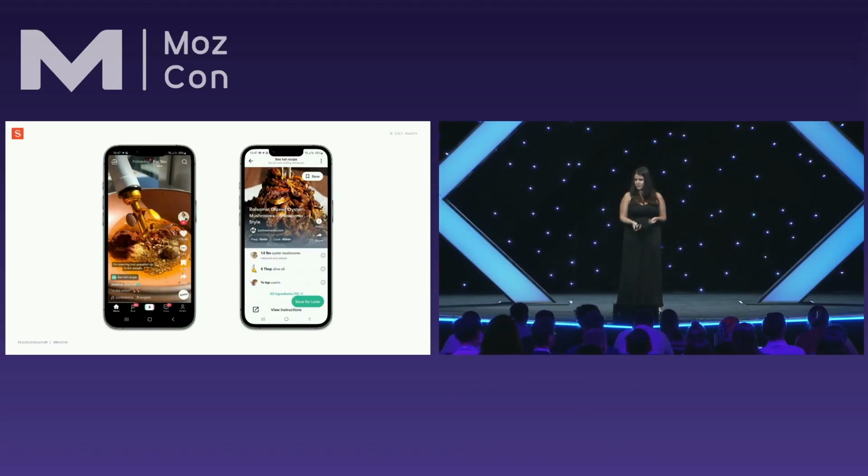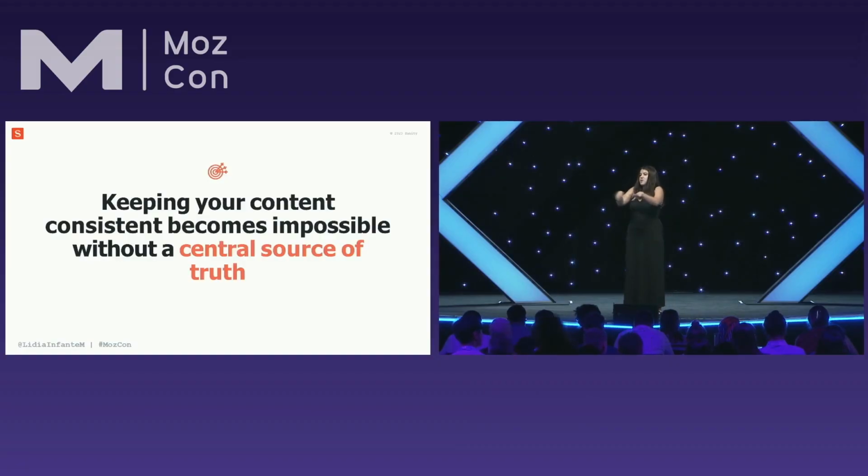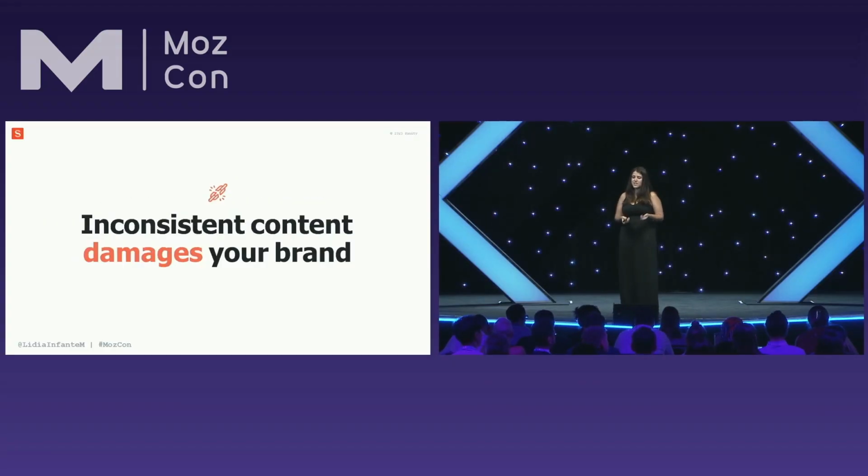And as we're going omni-channel, keeping the content consistent becomes really difficult without a central source of truth. Otherwise, you need to go and change everything everywhere. But if you have a central managing point, it's a lot easier. And the truth is that inconsistent content can damage your brand. If you have opening hours on your website that don't match the opening hours on your Google My Business profile, you are creating a very poor experience for your users. They don't really know when they can come or not.